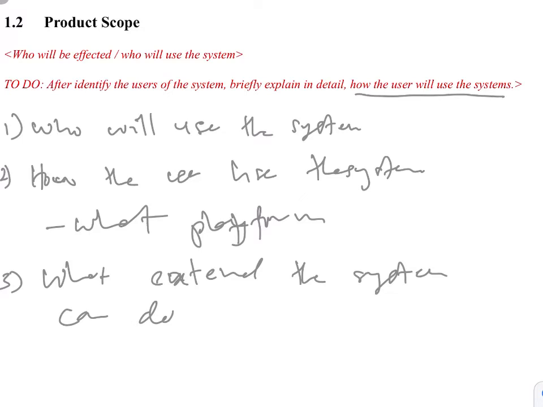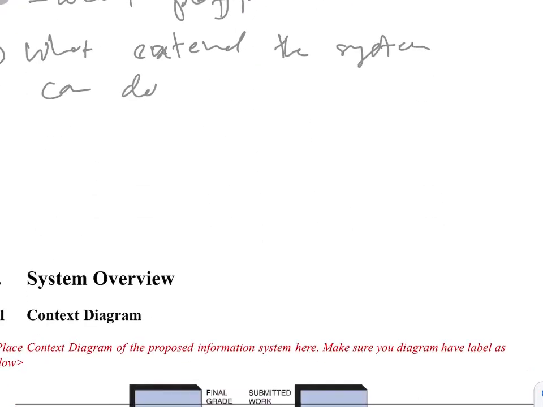Contohnya macam itulah. So kita kena beritahu what are the barriers, maksudnya apakah had dia, what are the limits of your system. So kat situ kita kena discuss dekat product scope. Okay, so saya rasa cukuplah 3 points, these 3 points to discuss the product scope.